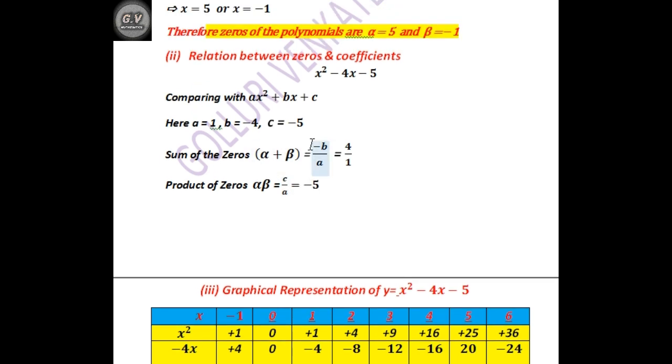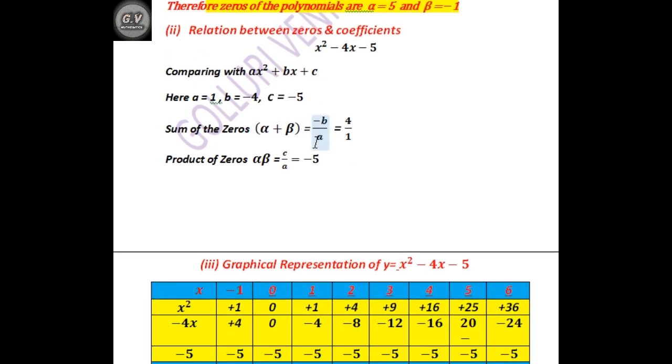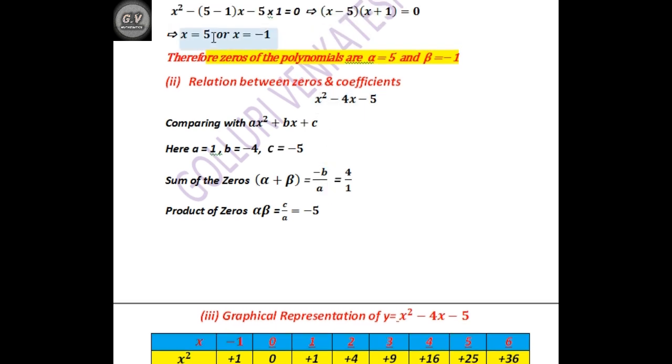Look here, verification. The sum of the two zeros, 5 minus 1, is equal to 4. So hence it is verified. Next, the product of the two zeros: multiply these two zeros, 5 into minus 1, which is equal to minus 5. So therefore it is verified.